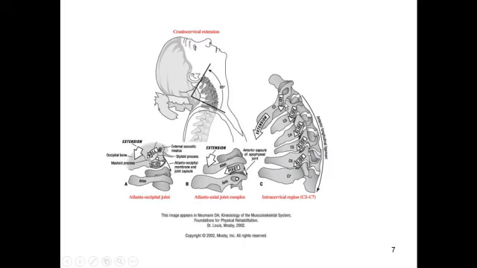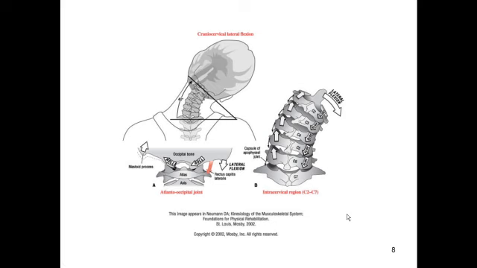So here's extension. Coming back, we are compressing the facet joint surfaces, and the spinous processes approximate as well, and so that is going to limit some of the motion. And in addition, we do close or decrease the size of the intervertebral foramen. We see here lateral flexion, showing the slide of the facet joints on one another, and we end up closing and compressing on the side to which we're flexing and opening on the opposite side.